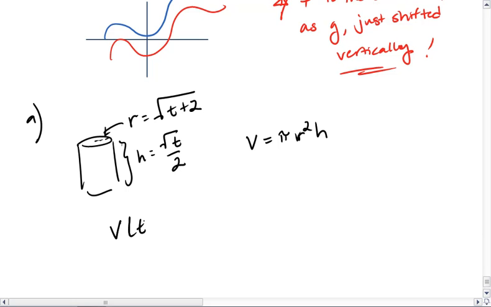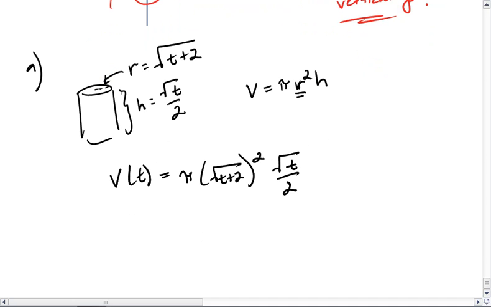So V of t, where V equals pi r squared h, will equal pi. We know r is actually root t plus 2, and then we're going to square it because it's r squared, times h, which is root t over 2. Well, a square root squared is just itself, so we get pi times t plus 2 times root t over 2.